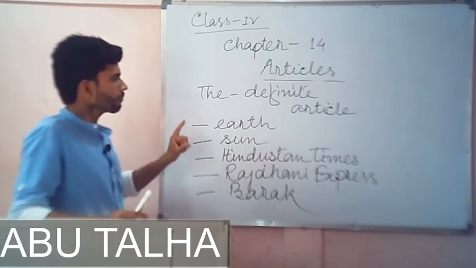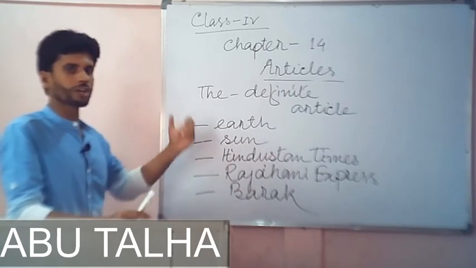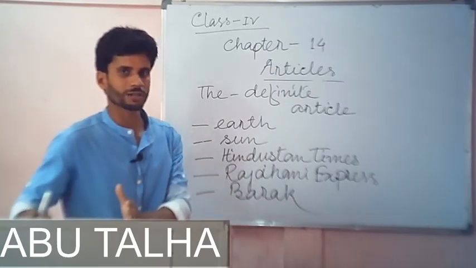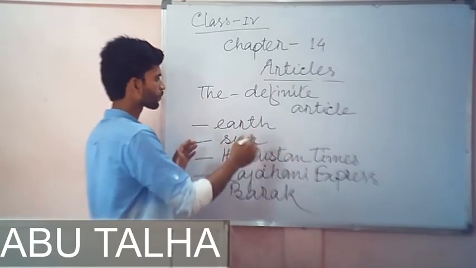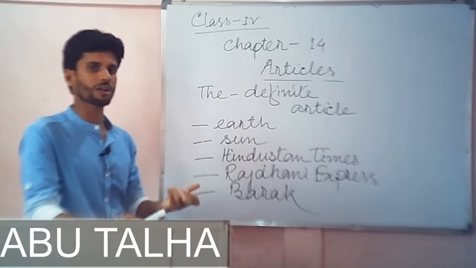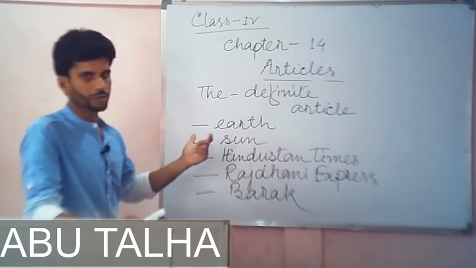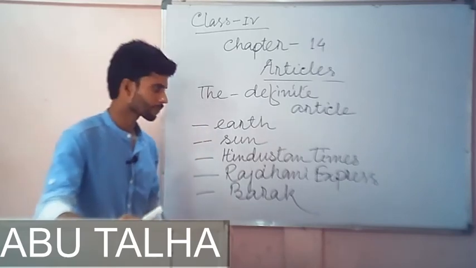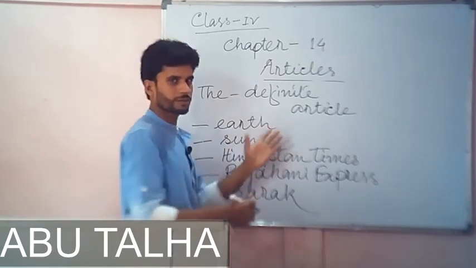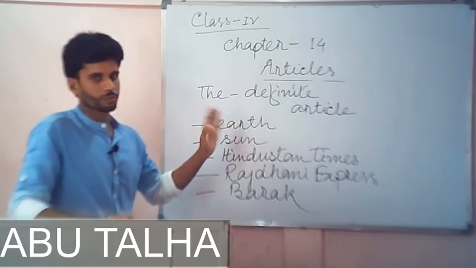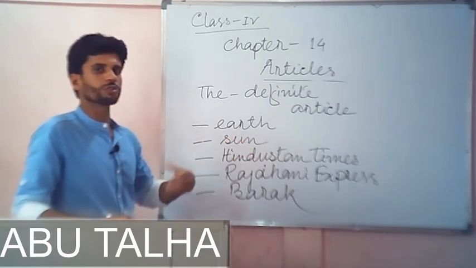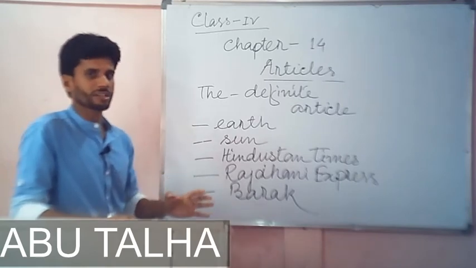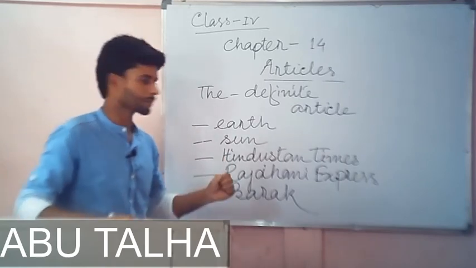A is used when we have a consonant sound, and an is used when the first letter gives us a vowel sound. When we have a vowel sound, we use an. When we have a consonant sound, we use a. And when there is a silent H, as in the three examples I wrote, we use an. We know H is a consonant, but it is the rule that when silent H is there, we do not use a, we use an.